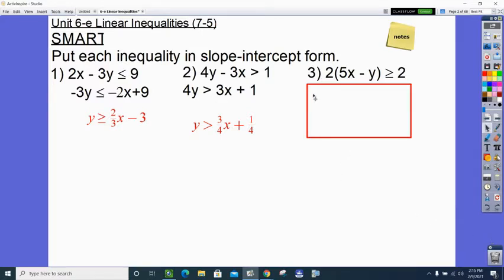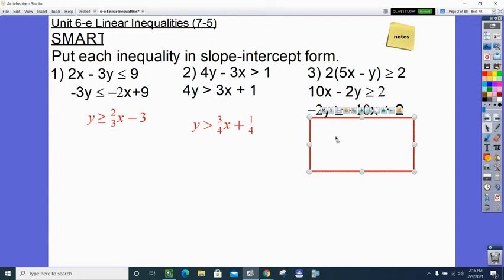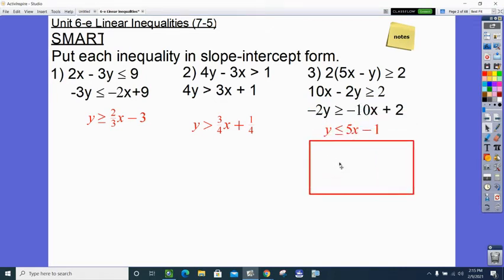There's actually two ways to do this. You could have started by dividing both sides by 2 or by doing the distributive property. I did the distributive property because I figured that might be the way most of you went. Then you would subtract the 10x, and then we divide everybody by negative 2. And when I divided everybody by negative 2, the greater than or equal to became a less than or equal to. So I just want to remind you of that.